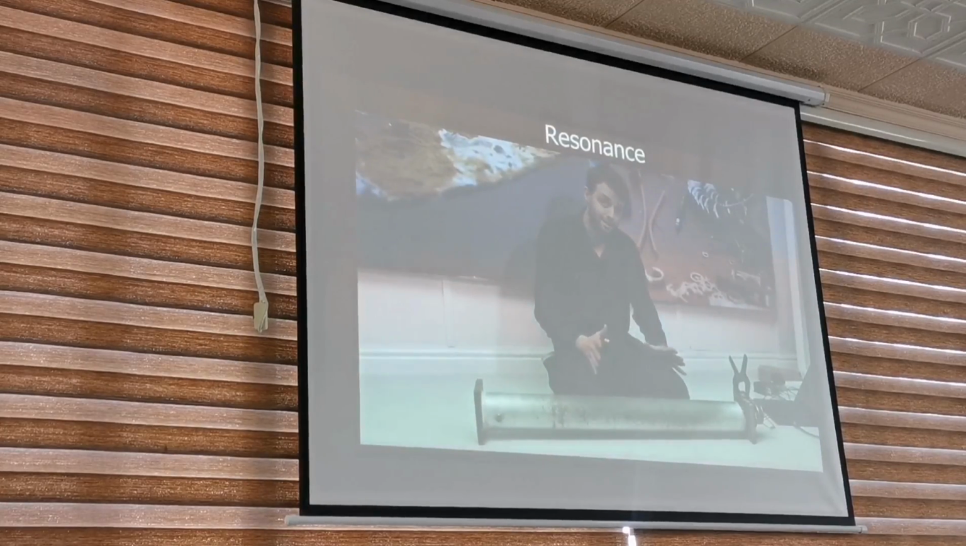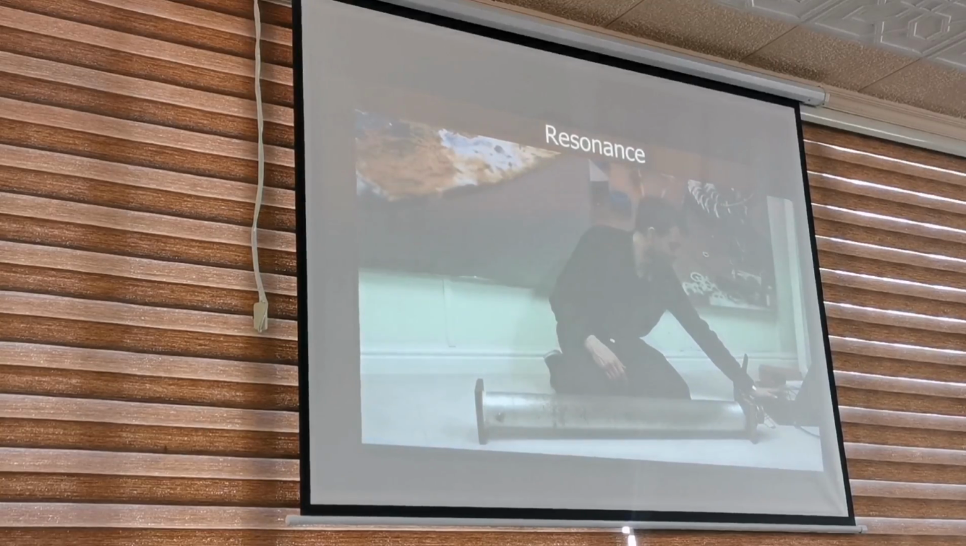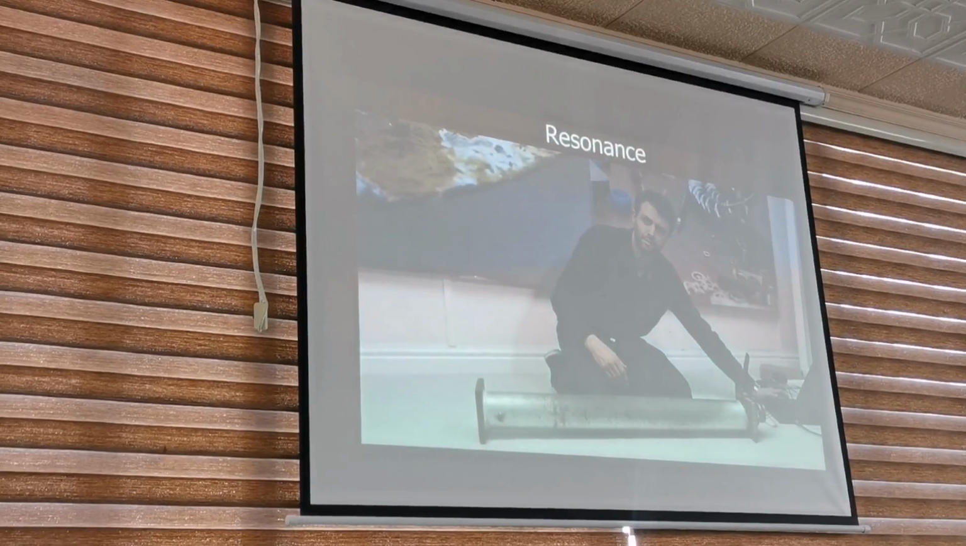Okay, so this isn't one of the resonating frequencies of the tube. We'll just bump up the frequency a little bit. Okay, so the volume went up. I found the resonating frequency of this tube.